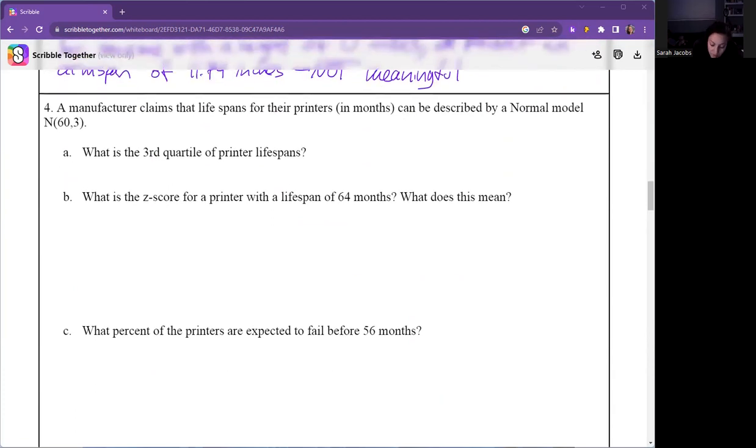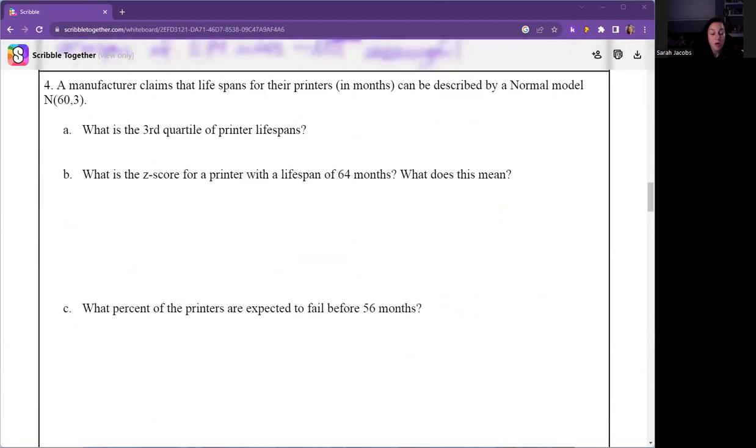This one is very similar to the first problem on the first page of the Unit 1 review. So, manufacturer claims that lifespans for their printers in months can be described by a normal model. Okay, so check, we're going to use normal stuff. This is our mean. This is our standard deviation. Hey, what's the third quartile?